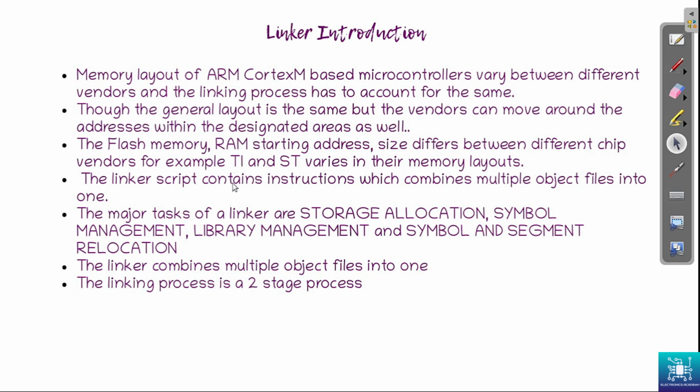So when you have a source file, with some symbols the address is not resolved, or the entire segment or section of that particular code, say executable code, may not have the right memory location assigned to it, because for every individual file the starting memory location is 0 and so on. And the linker resolves all that through storage allocation, symbol management, library management, symbol and segment relocation. The linker combines multiple object files into one, and the linking process is a two-stage process. So it's a two-pass process.